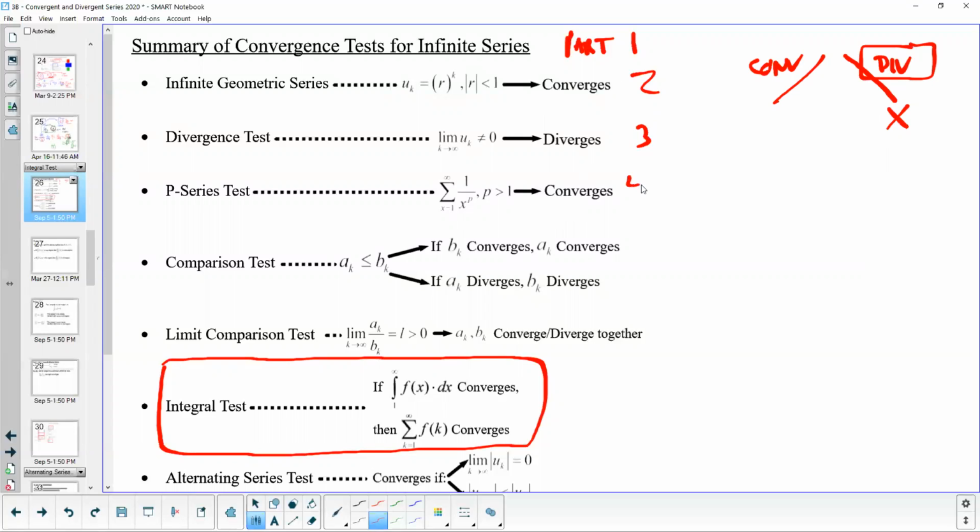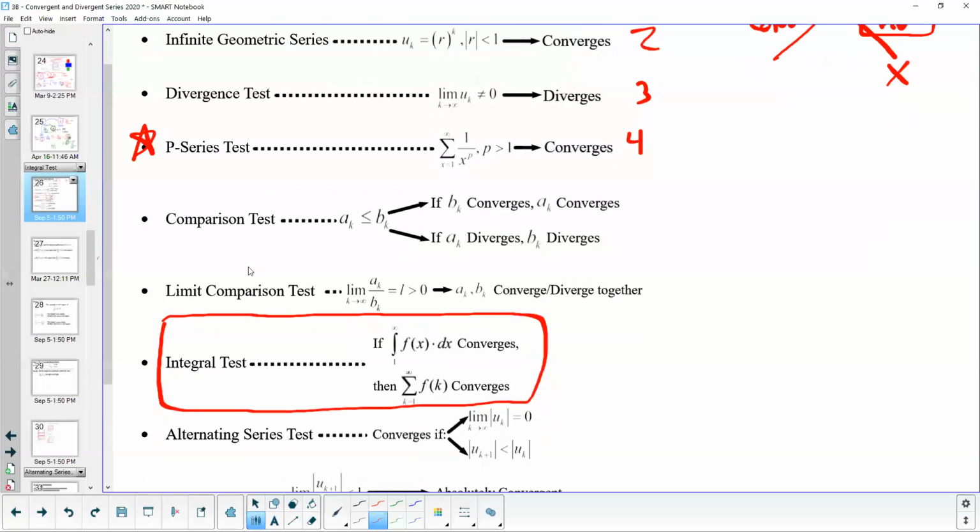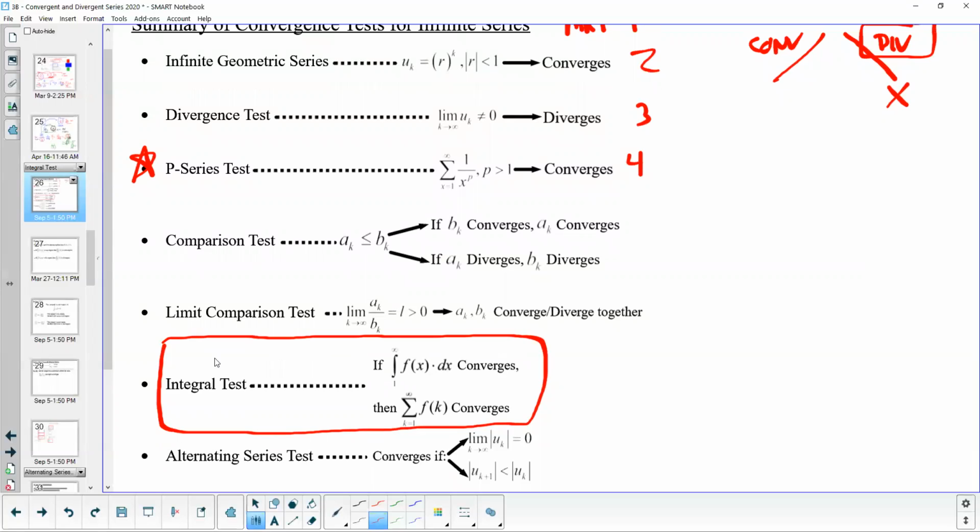In video 4, we looked at arguably one of the most used ones, which is the P-series test. There are 2 other tests we'll talk about below that are just as important. I say my big 3, we'll get to in a second here. Video 5 talked about comparison test. Video 6 then talked about limit comparison test, and I think that is number 2 of the big ones. So P-series and limit comparison test are 2 of your 3 big ones.